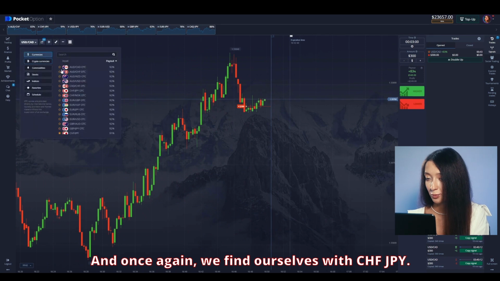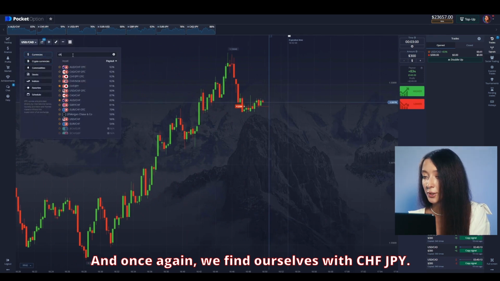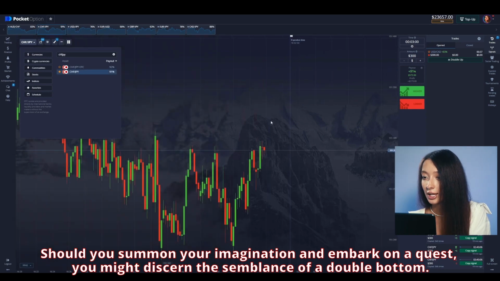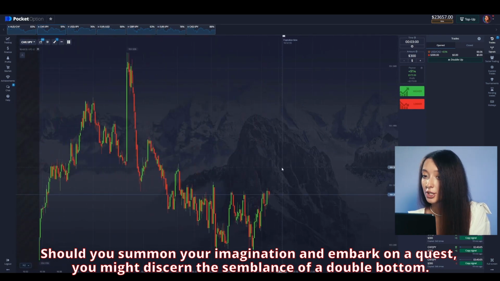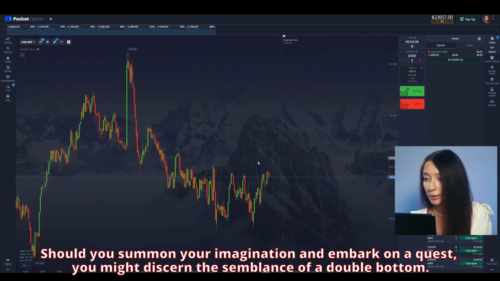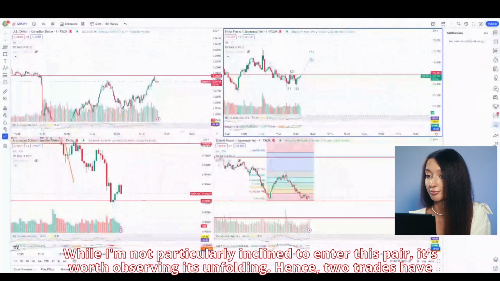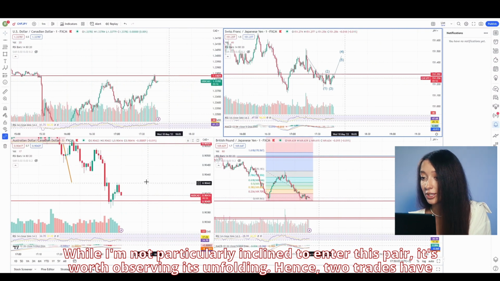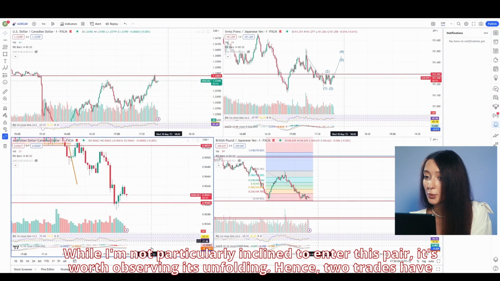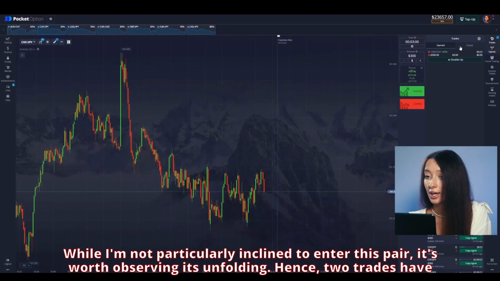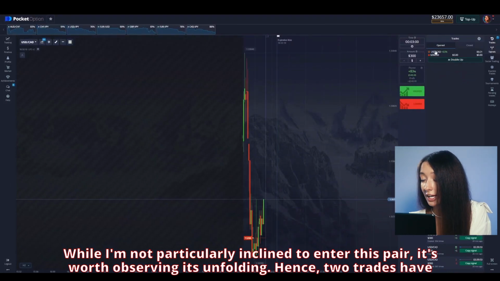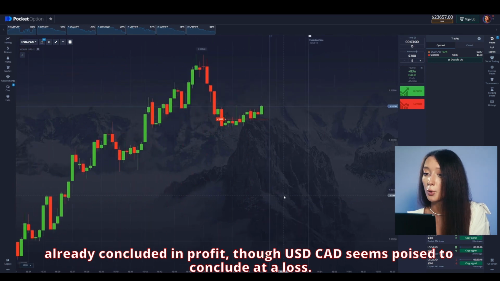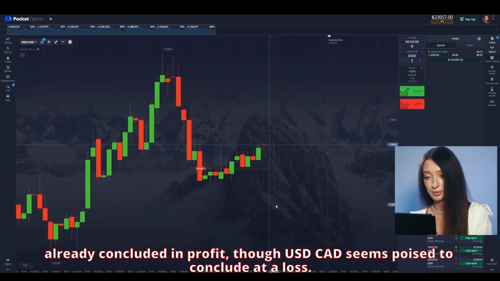And once again, we find ourselves with the Swiss franc and Japanese yen. Should you summon your imagination and embark on a quest, you might discern the simple balance of a double bottom. While I'm not particularly inclined to enter this pair, it's worth observing this unfolding. Hence, two trades have already concluded in a profit, though the USD CAD seems poised to conclude at a loss.